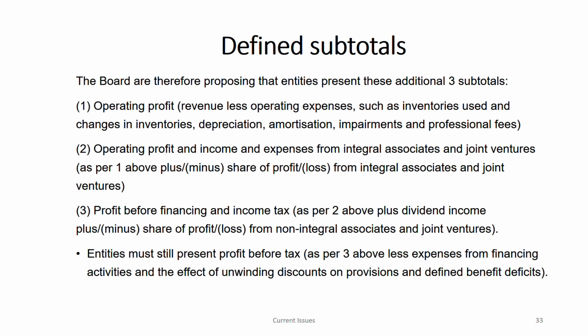Two standards are there. One is IAS 37, that is to get the unwinding discounts on provisions, and the other one is IAS 19 for getting the defined benefit deficit if there is any interest on it. Right? Because in the earlier slide I've told you that any interest on defined benefit deficit could be under financing costs. So from there you deduct. And the other one is unwinding discounts on provisions.